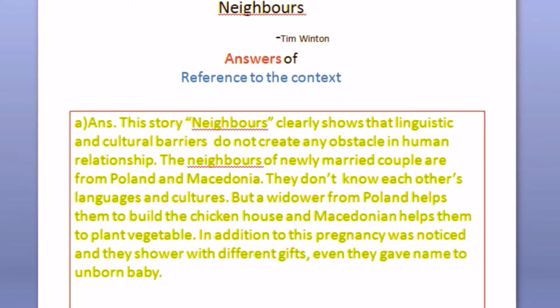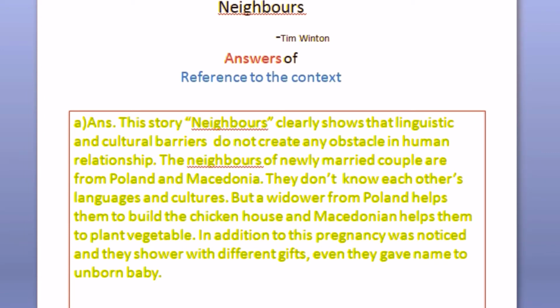They don't know each other's languages and cultures, but a widow from Poland helps them to build the chicken house and a Macedonian helps them to plant vegetables. In addition to this, the pregnancy was noticed and they showered different gifts. Even they gave a name to the unborn baby. My dear, let's answer other questions as well. There are four questions given in that reference to the context section.